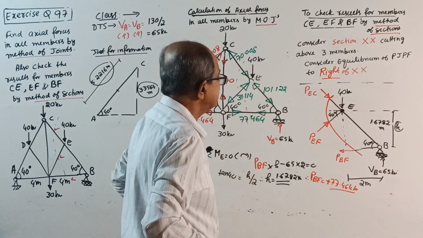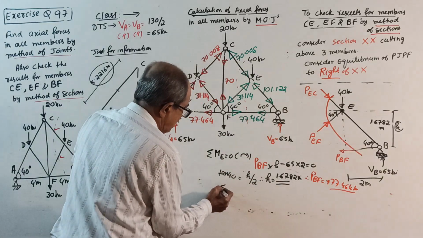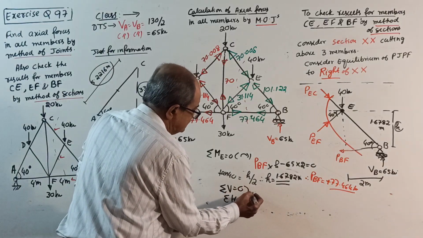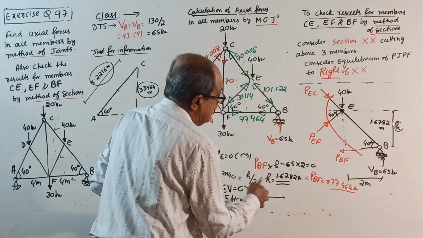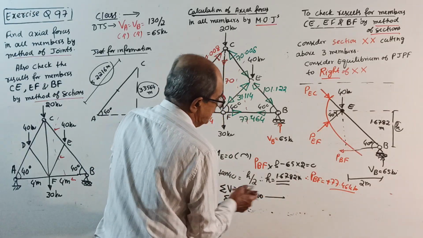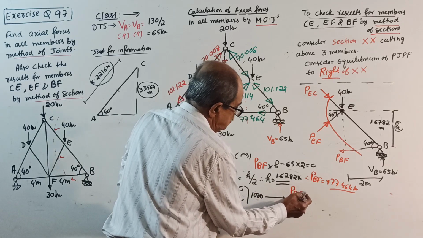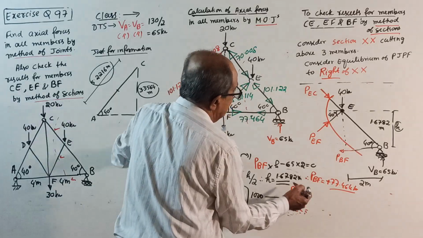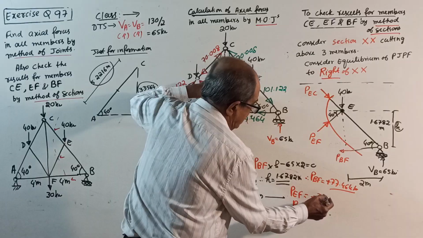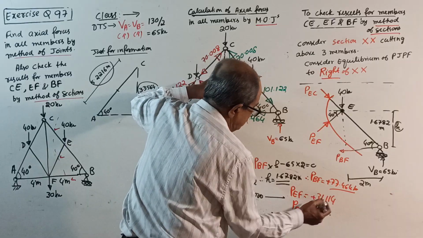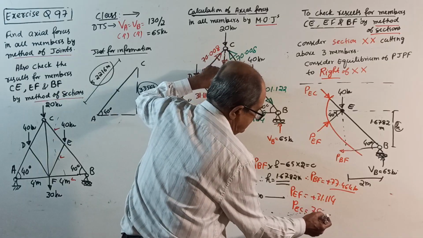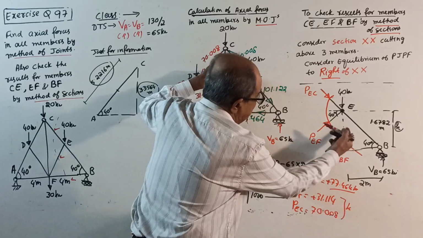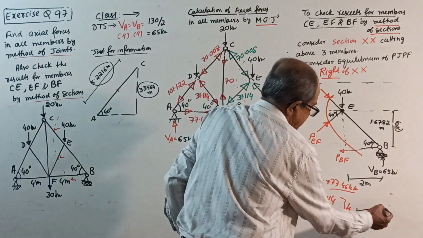Now the remaining, I won't waste time. Now make sigma V equals 0 and sigma H equals 0, explained thousands of times. Solve it. You will get the other two unknowns, which ones? P_EF and P_EC. If you cannot do that much, then you don't do anything. P_EF will come plus 31.114, exercise question, remember, and 70.008 kilonewton. Okay, then verify, 100% correct answer.